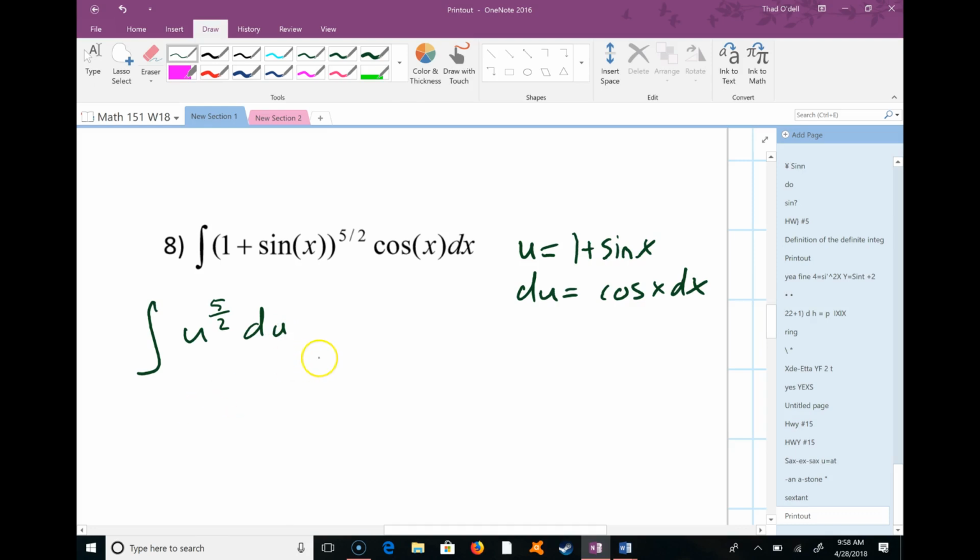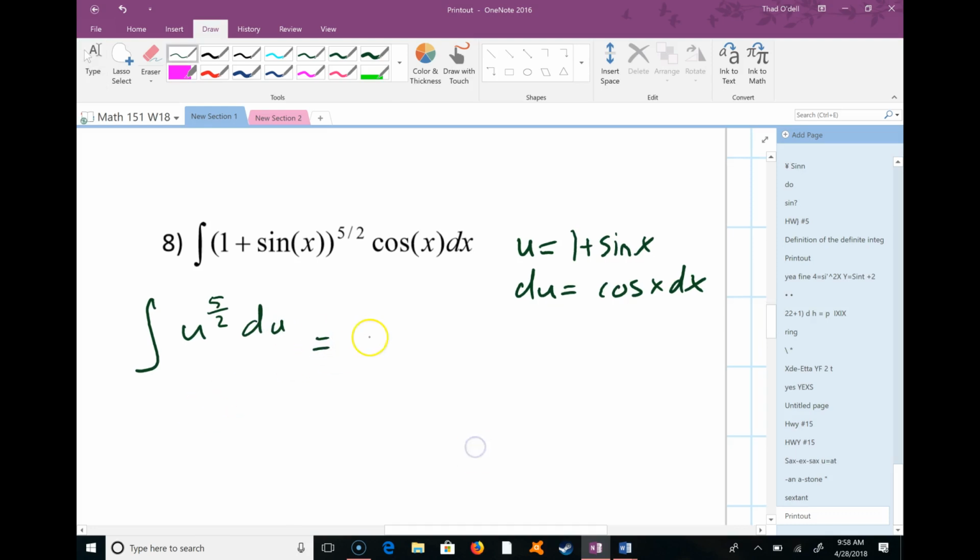So I just integrate, and I get u to the 7/2, which means I need a 2/7 out front, plus c. Resub it back in, we get 2/7 times 1 plus sine x to the 7/2 plus c.